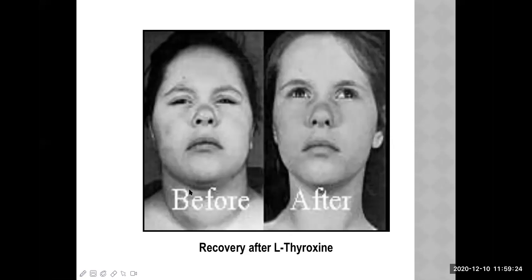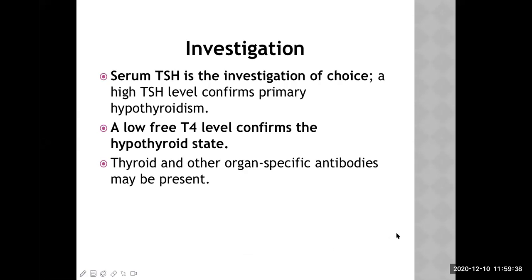And where is the goiter? Look at the neck of this lady. There's a swelling I can clearly see. This is gone there. So these are very pronounced changes after we treat her with L-thyroxine. L means levothyroxine. Now we are towards the end of this topic. What investigations would you like to do if a patient is suspected to have hypothyroidism?